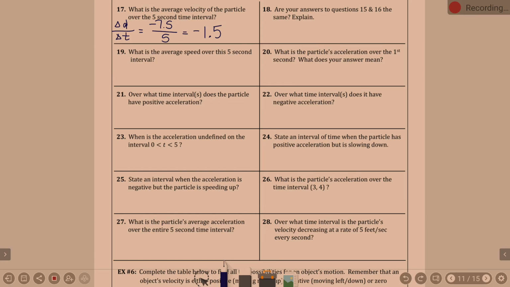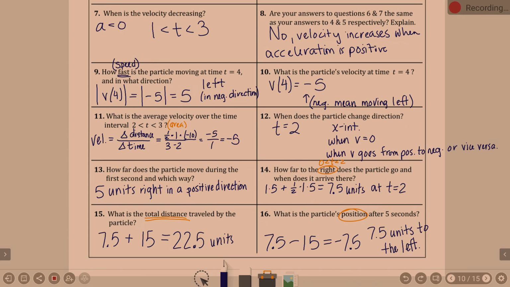I don't get it. Your answer is 15, 16. Our answers to 15 and 16 are the same? What was 15? Oh, total distance, because that's total distance. Okay. So the difference was total distance versus, on 16, they said the change in position.